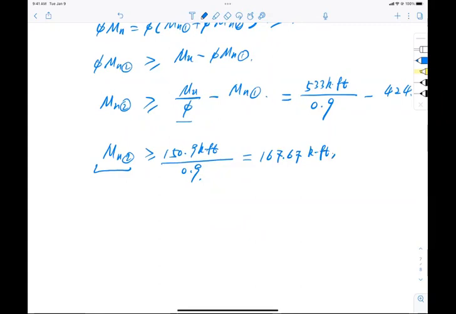All right. Anybody get different? Going once. Going twice. Going a third time. So, right, we have 167.67 kip-feet.